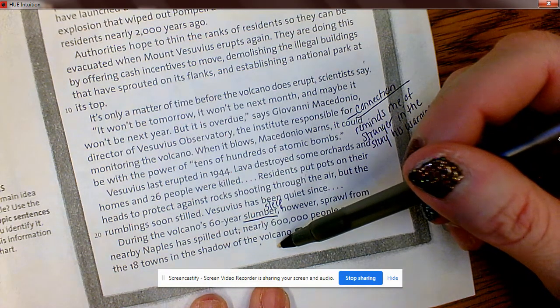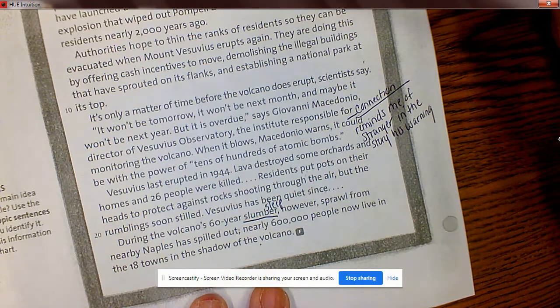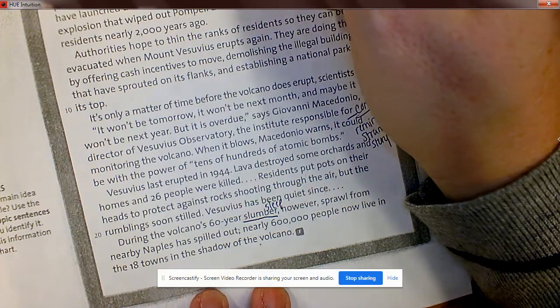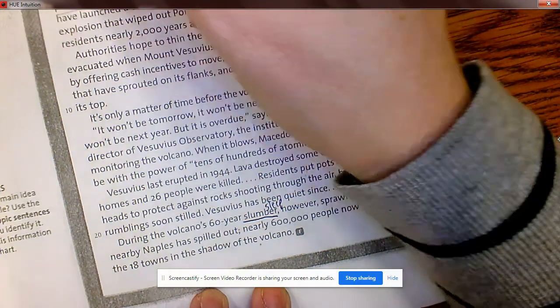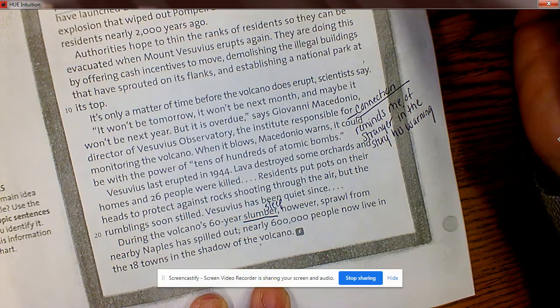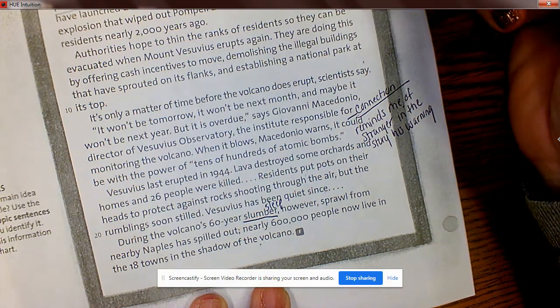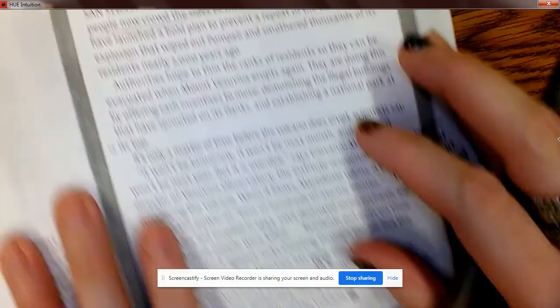What is the main idea of this article? Use the title and topic sentences to help you identify it. Wow. So what do you think, do you think this whole first paragraph is the topic sentence? That's all one sentence. I think that's the whole topic sentence, right? Yeah. Because everything else talks about, you know, what the authorities have done to try and squelch people from living there.